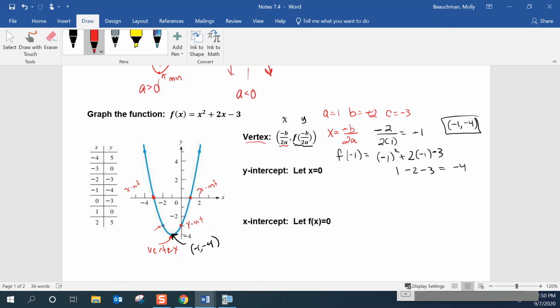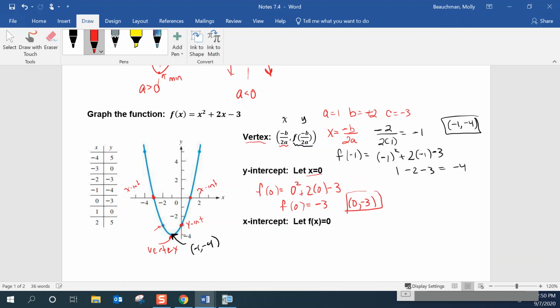All right, next is finding the y-intercept. When we graph lines, the way that we found the y-intercept is we let x equal 0. So in my function, I'm going to let x equal 0. So I want f of 0 equals 0 squared plus 2 times 0 minus 3. The first two terms cancel out and become 0. F of 0 equals negative 3. So another point on my graph is the y-intercept when x is 0, y is negative 3.